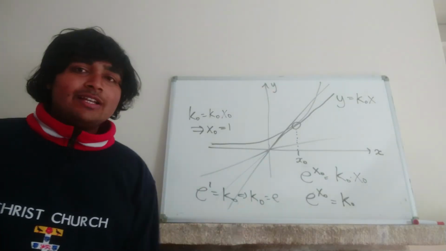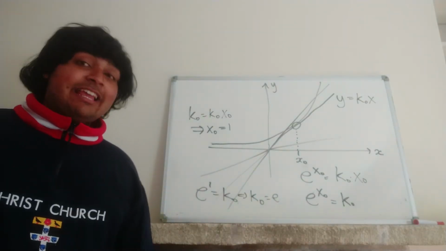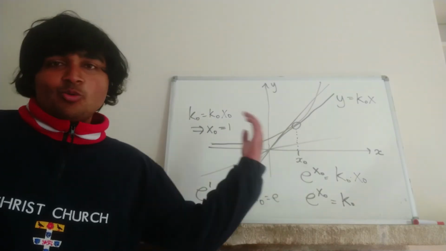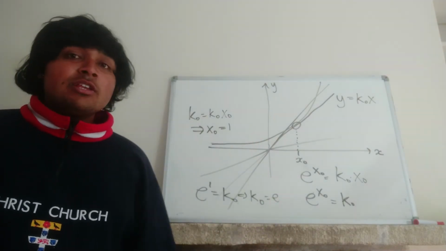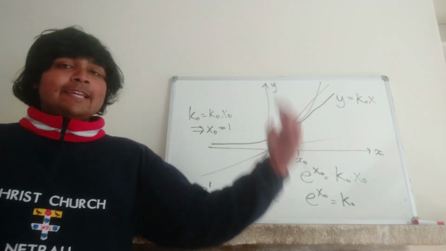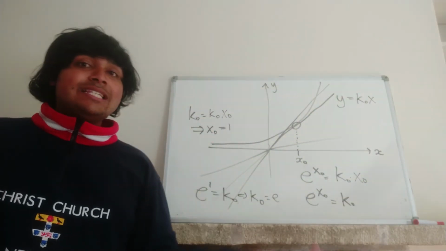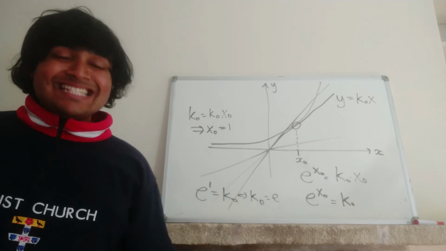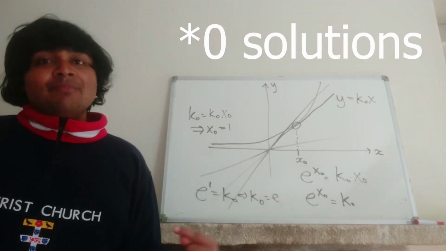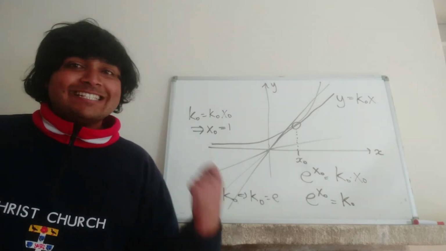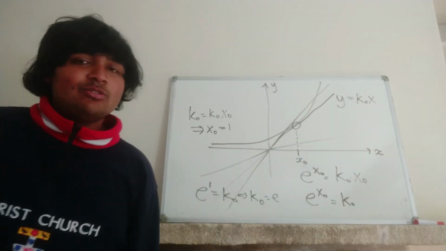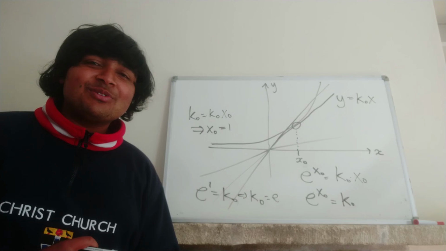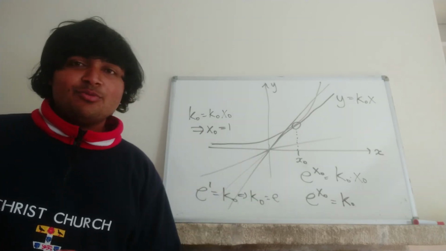So this special value k naught, I want to say unsurprisingly, because e is always cropping up in maths, we get that k naught is equal to e. So if k is a positive number bigger than e, then we're going to have two solutions. If k is a positive number less than e, we're going to have no solutions. And if k equals e exactly, we're going to have just one solution, and that one solution is x naught equals 1.